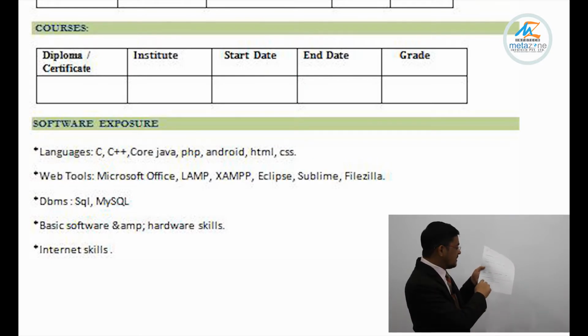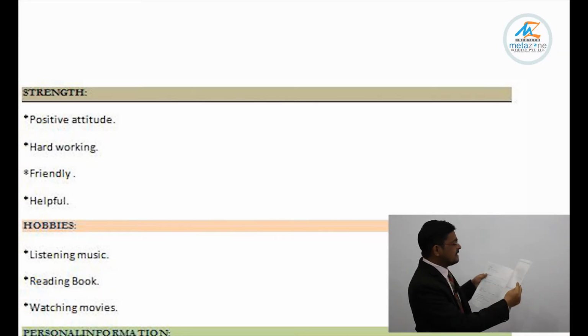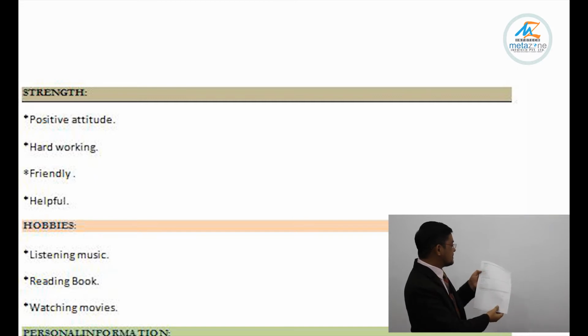And after that, in this resume it is mentioned web tools, Microsoft Office, LAMP, Eclipse, and whatever you have learned, and database, MySQL, SQL, Oracle, this kind of information you put over there. These are your technical skills. After that, in this resume you mention your strengths: positive attitude, hardworking, friendly, helpful, good presentation skills.